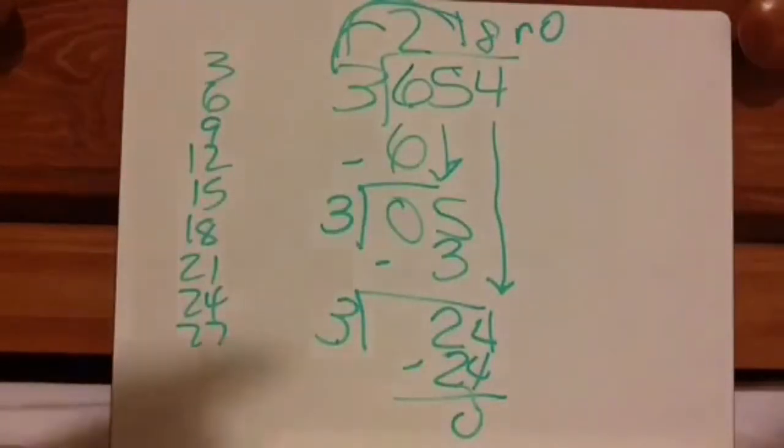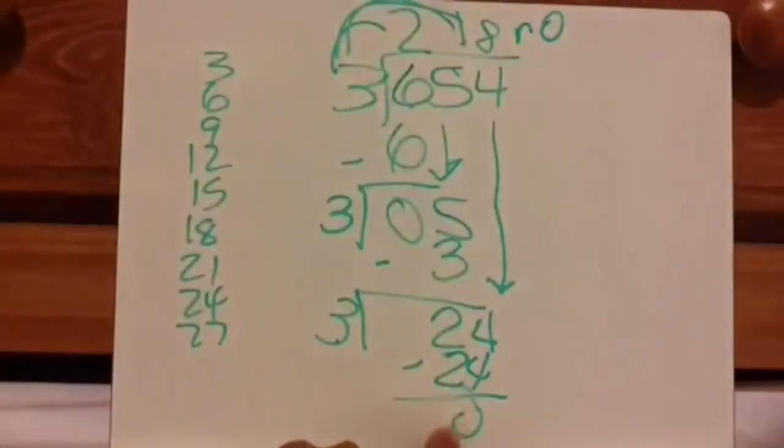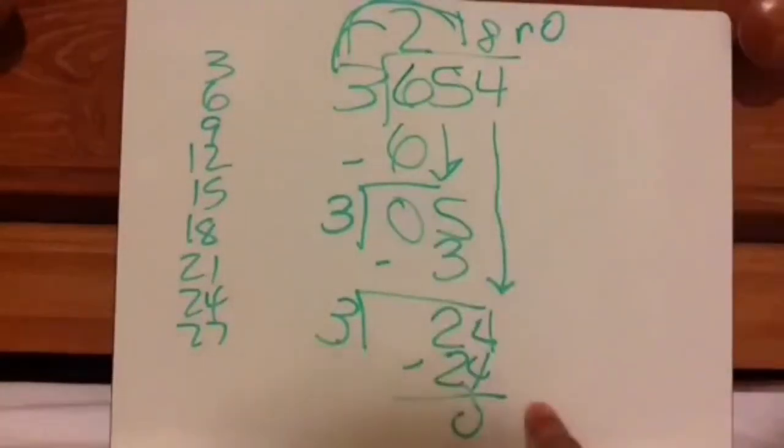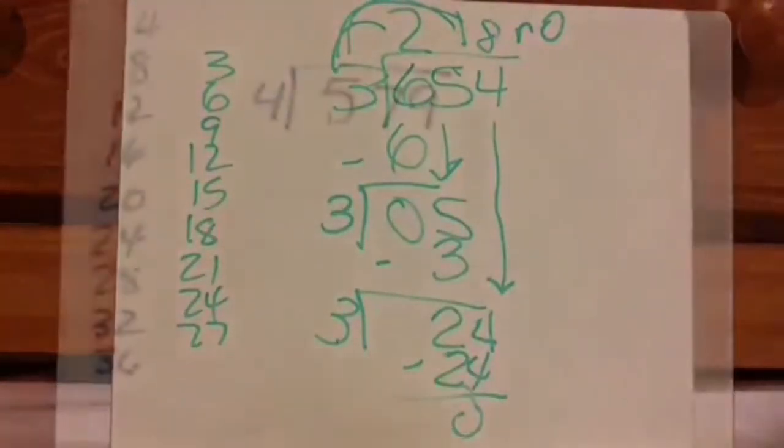So 218, remainder 0. When you have nothing left here to bring down, that's when you know it's your stopping point. But let's say there was a 5 here and I got 0. I have to bring that 5 down and repeat the steps again.